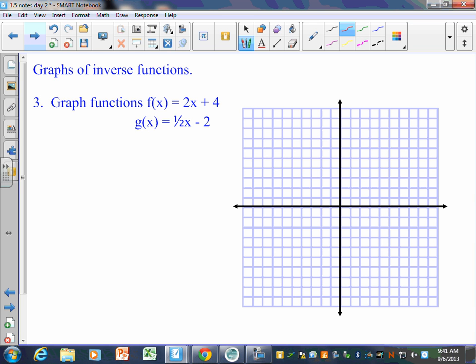Domain and range switch places, and you can do this with any two types of functions, especially if they're not linear. But I hope maybe that we feel really good about graphing linear equations because we can just use mx plus b, right? And if I graph 2x plus 4, that means I'm going to start where? At 4, on the y-axis.